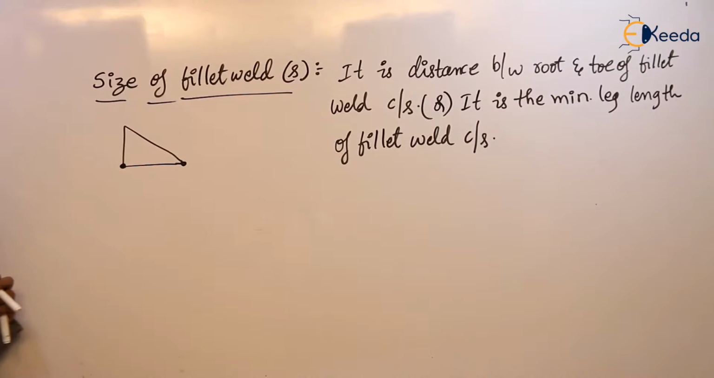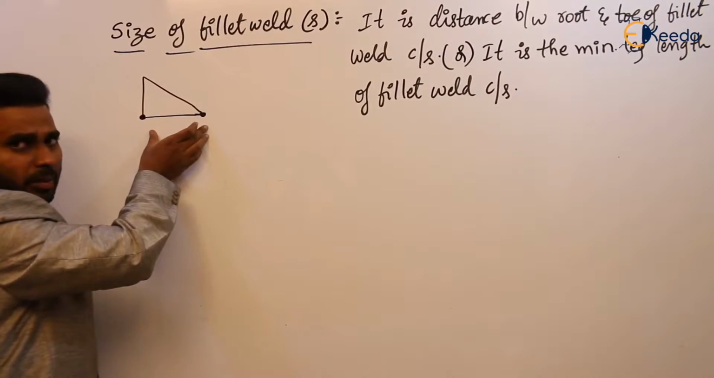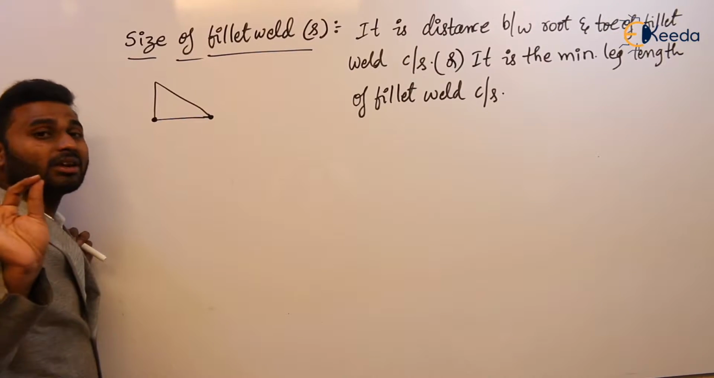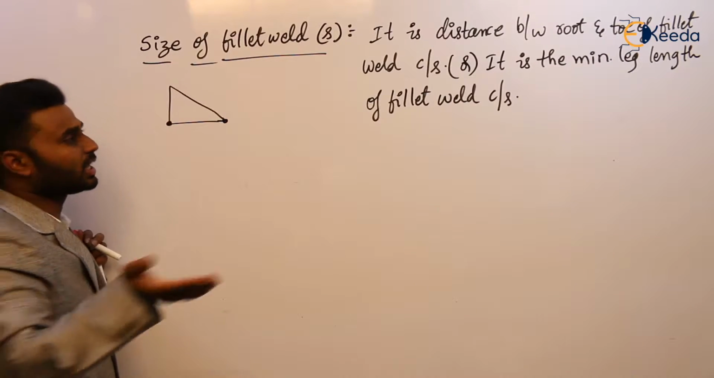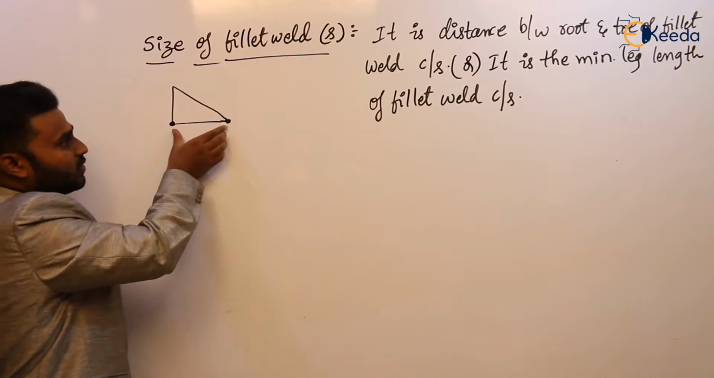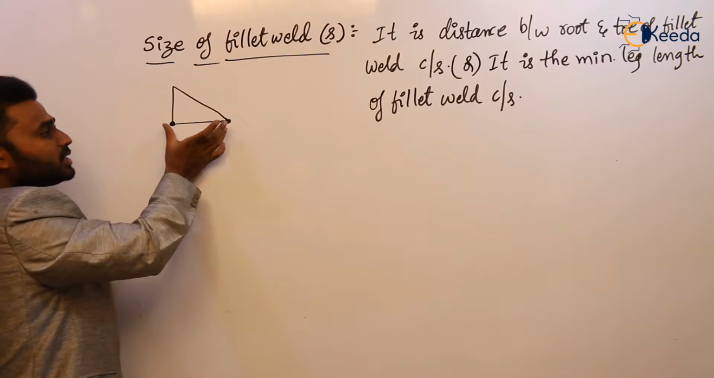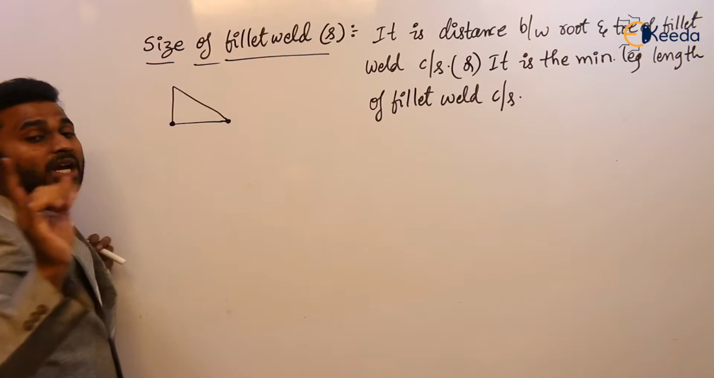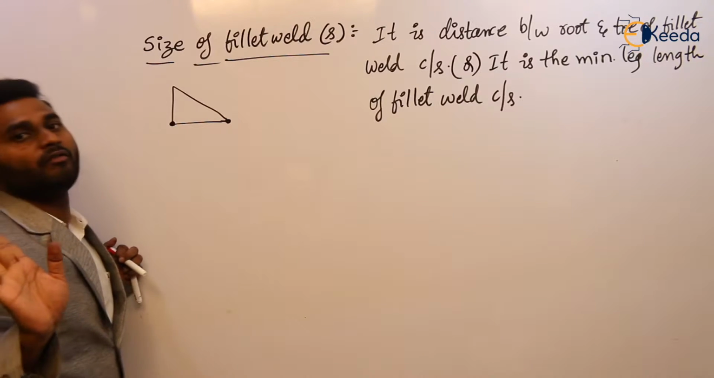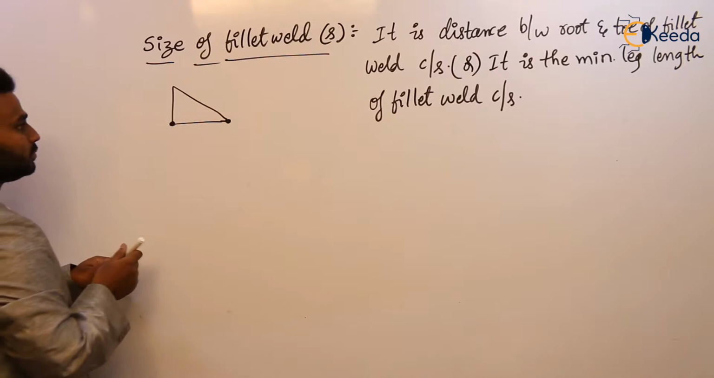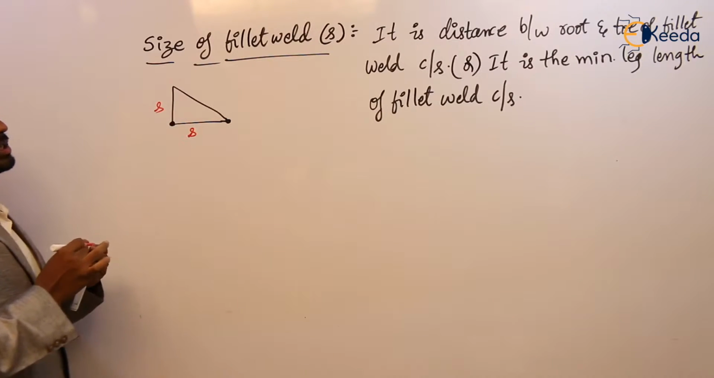In most cases, both legs are of the same length. Of course, in this diagram they seem to be different, but in most cases both legs are of equal size. But if there is an exceptional case, with both legs having different sizes, so this is one leg and this is another leg, and this is the face or hypotenuse. Out of these two legs, whichever is minimum is considered as the size. This is the size of the fillet weld.